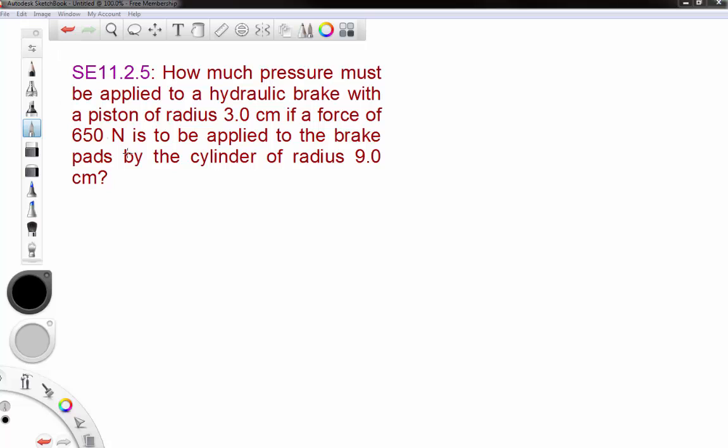Let's assume that this is 650 newtons total. That means that you only need 325 newtons per pad. So each pad then has this radius. Basically the increase in pressure must be the force applied to the pad divided by the area of the pad. And that's going to be force applied to the pad divided by pi times r squared.